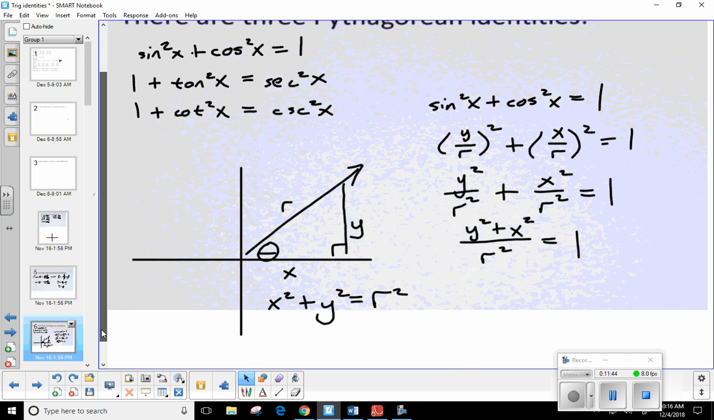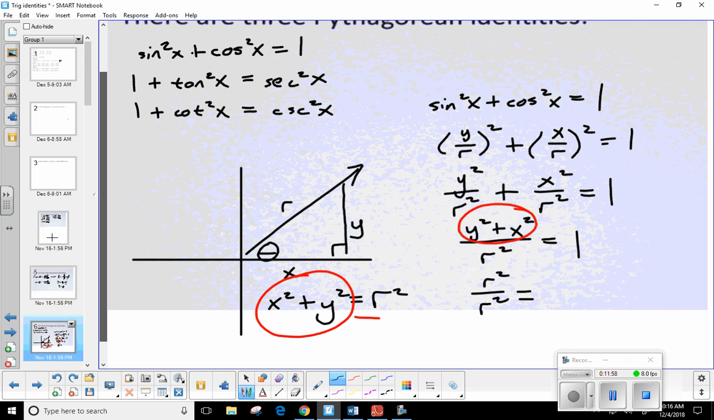Okay. What is x squared plus y squared equal? It equals r squared, right? So can't I substitute r squared for y squared plus x squared? So this would be r squared over r squared, which is equal to 1. But what's anything divided by itself? So 1 equals 1. So I showed that was an equivalent statement. So I know that sine squared plus cosine squared should equal 1. Okay, does that make sense?